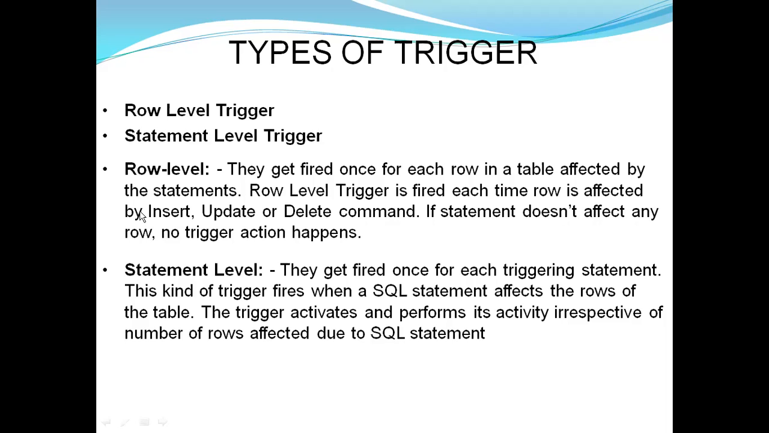You can see that here also I have written, they get fired once for each row in the table affected by the statements. Row level triggers are fired each time a row is affected by an insert, update or delete command. If the statement doesn't affect any row, no trigger action happens.